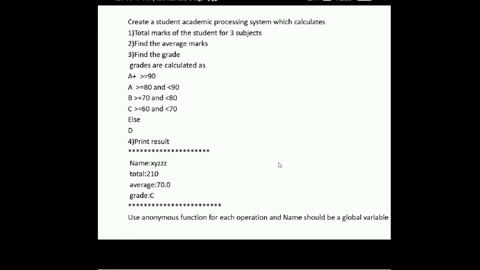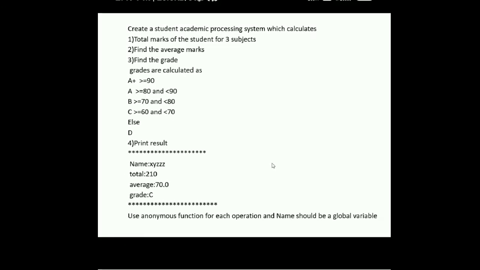And operation number 4, you should print the result. The result should be printed like this, in the same format. You should get a name, total, average, and grade. And you have to use anonymous functions, and the key constraint is that name should be a global variable. How will you do this? For all these 4 operations, you have to write anonymous functions.